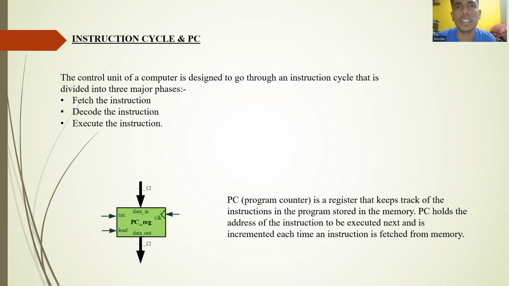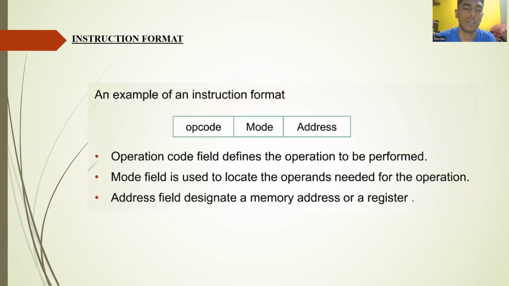Now PC is a register. It keeps track of the next instruction that needs to be executed. Once the instruction is executed, it is incremented by one so that the consecutive instruction is executed. Instruction format and an example of instruction format: opcode, mode, address. These three are given in simple words over here. You can read it, pause and read.